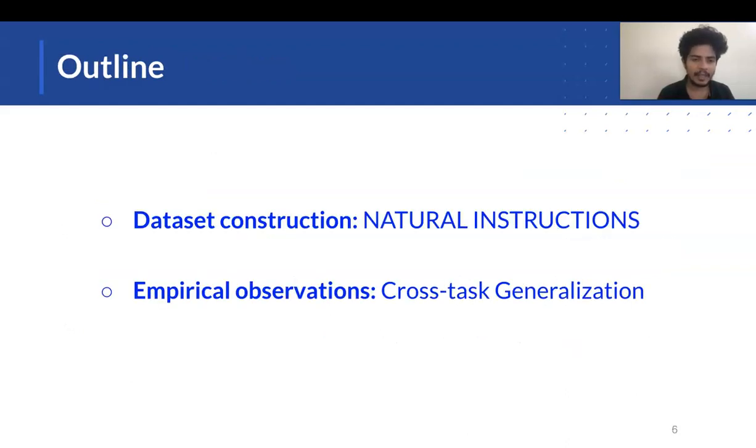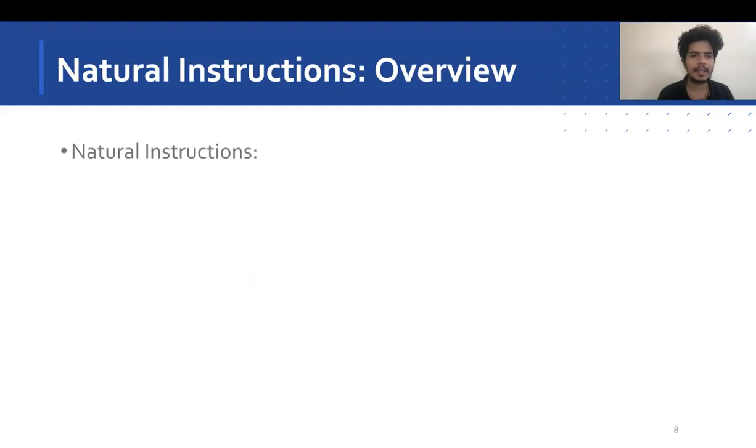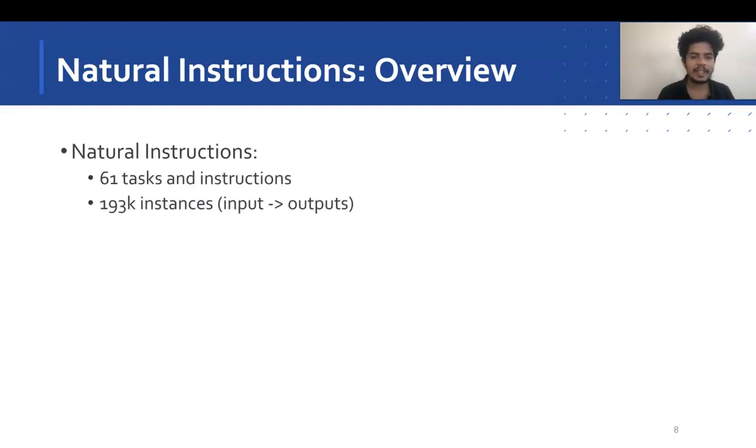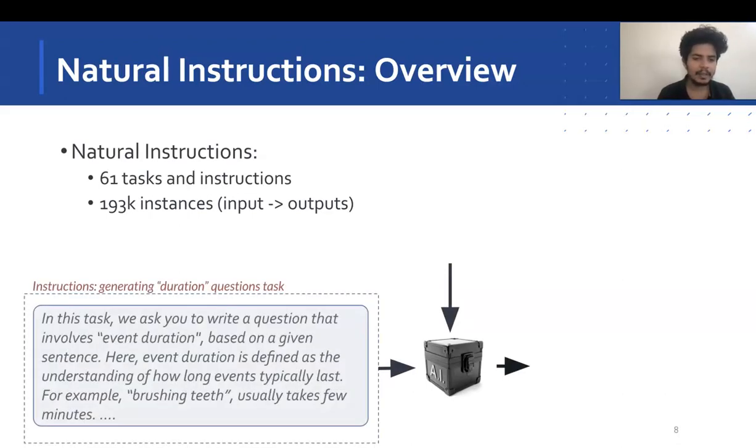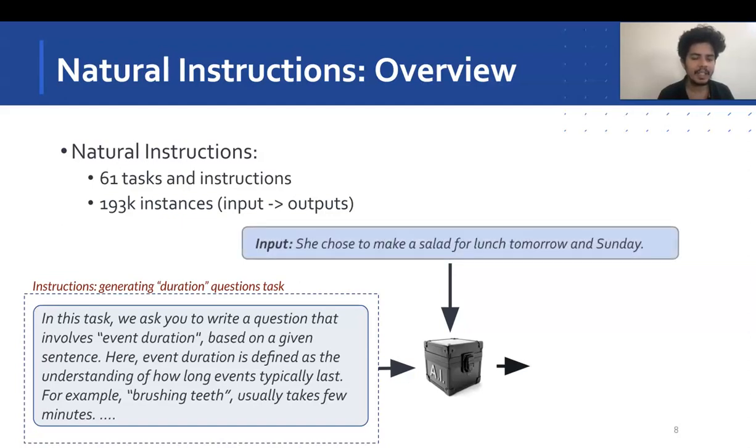I'll focus on two aspects: dataset construction and empirical observation. Let's start with dataset construction. We have 61 tasks, 193k instances. Here is how our setup looks like. We have a model which is being fed with instructions that define a task. We expect the model to follow this instruction, and then for a given input, the model should produce the desired output.